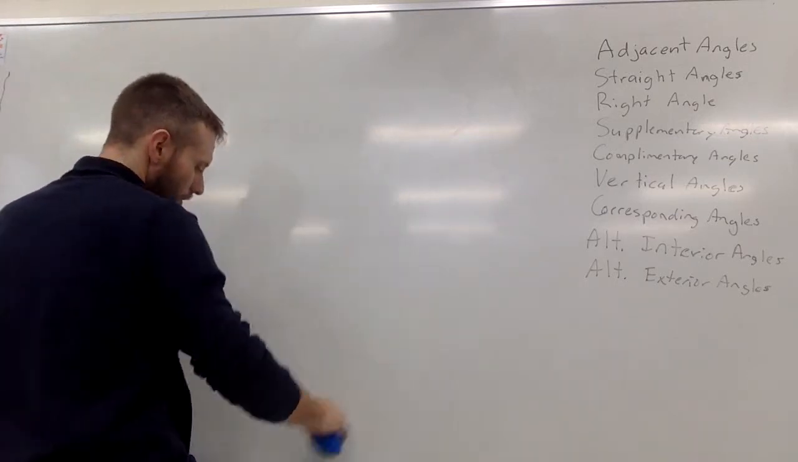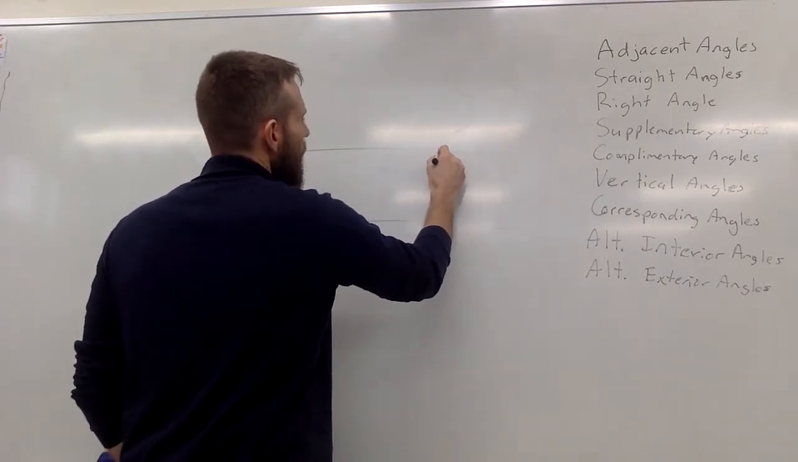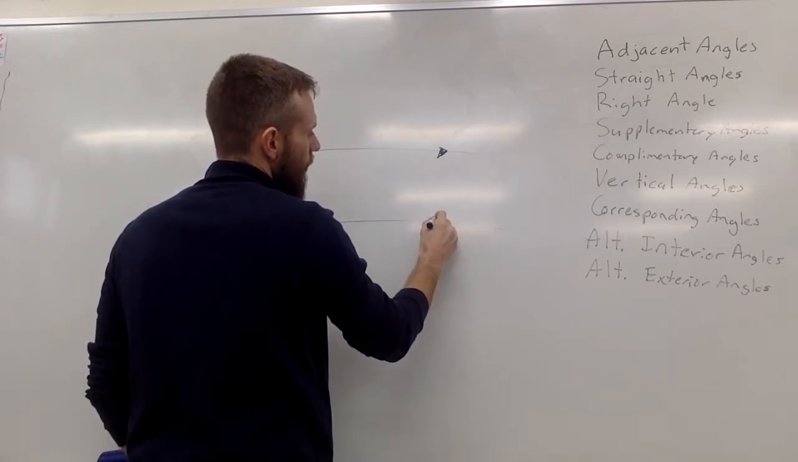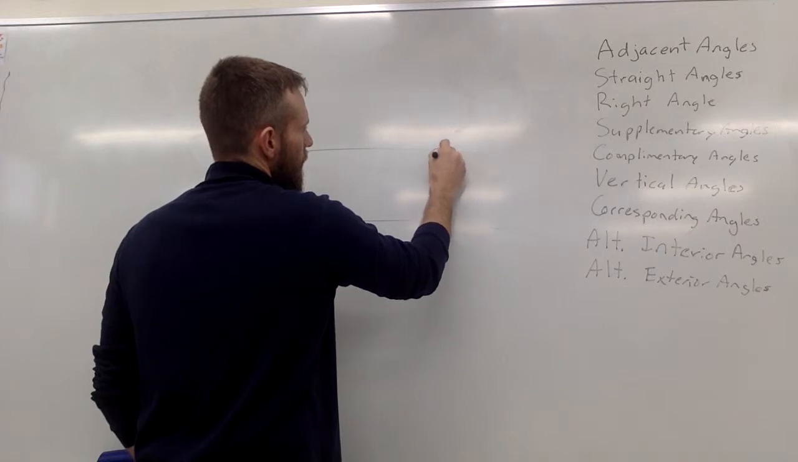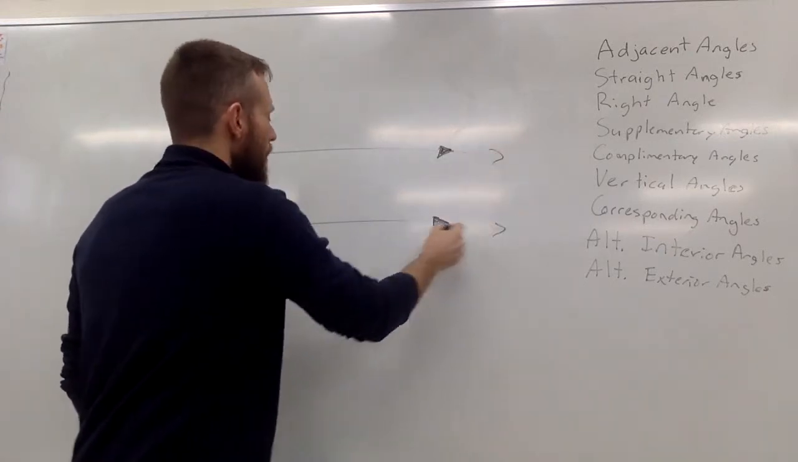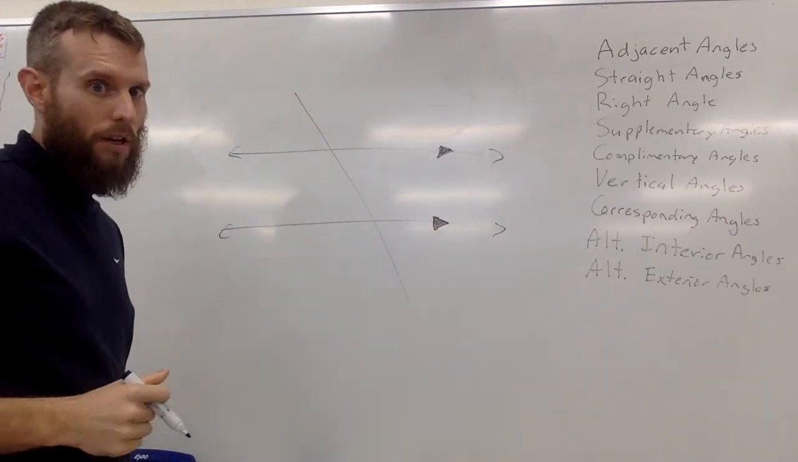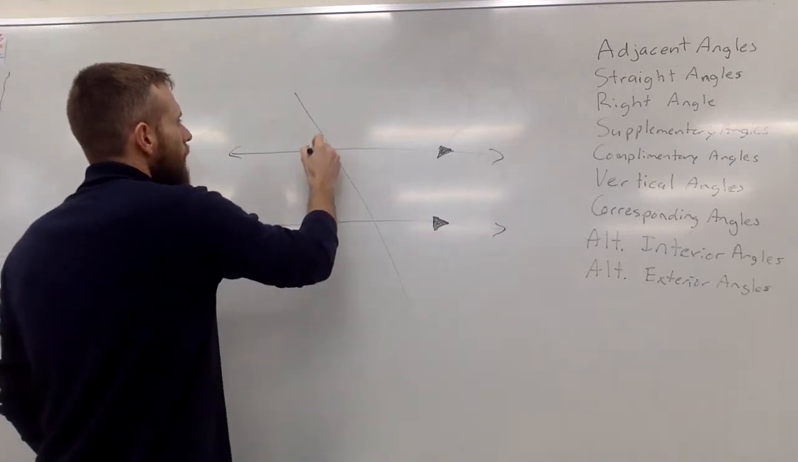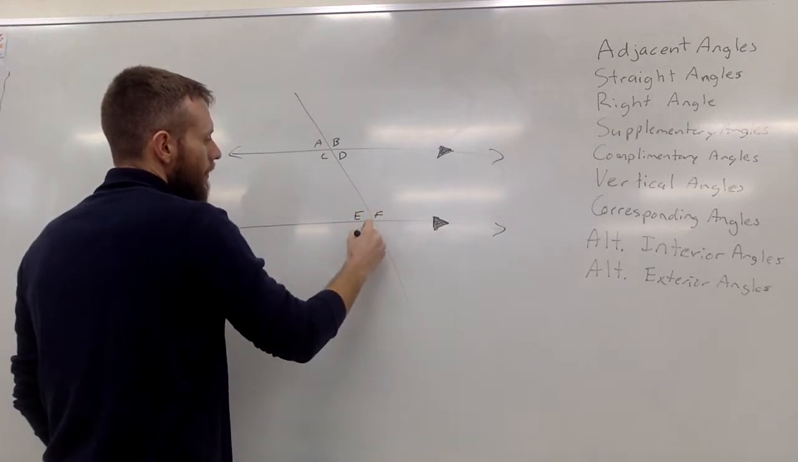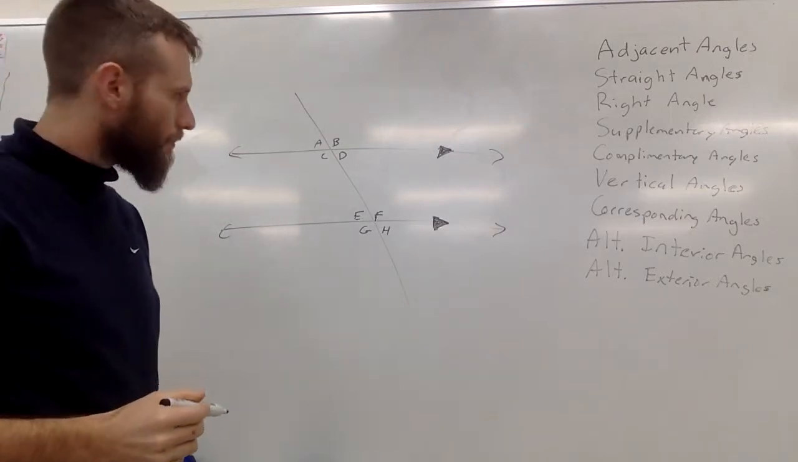Now, the last three terms have to do again with parallel lines. Usually parallel lines are designated by a triangle symbol. This symbol means that these two lines are parallel. And then we have them intersected by what's called a transversal. Now I'm going to label all these angles A, B, C, D, E, F. I have a line intersecting these two parallel lines.